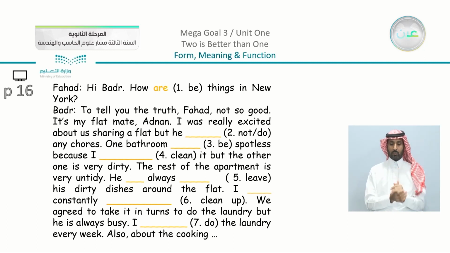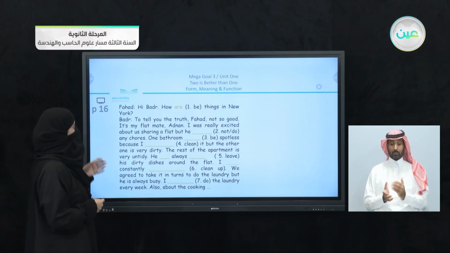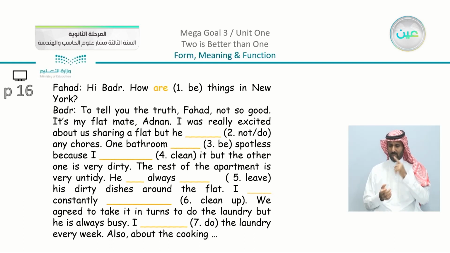Of course, we have here the discussion between Fahad and Badr. Now Fahad asks, "Hi Badr, how are you? How are things in New York?" Badr says, "To tell you the truth, Fahad, not so good." Now I'm reading for you so you can just catch on and guess what the verb is, if you have not done it before. "To tell you the truth, Fahad, not so good. It's my flatmate, Adnan." So do you remember Fahad and Adnan from the conversation?